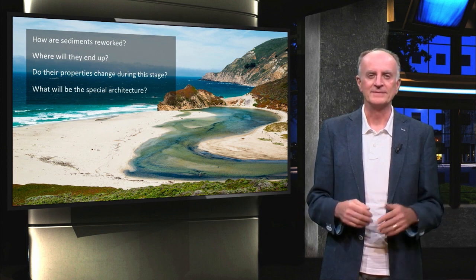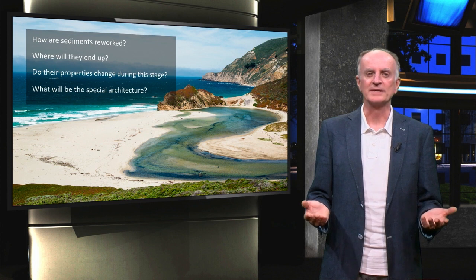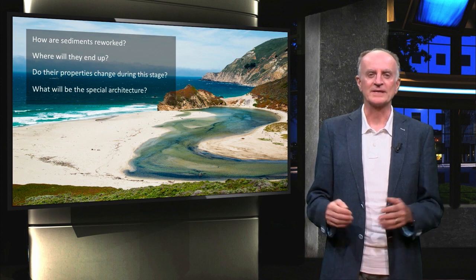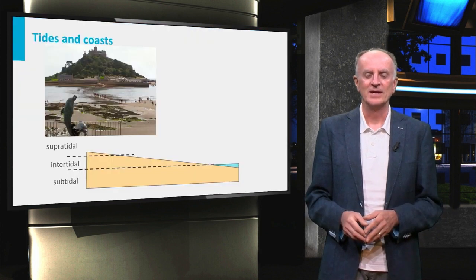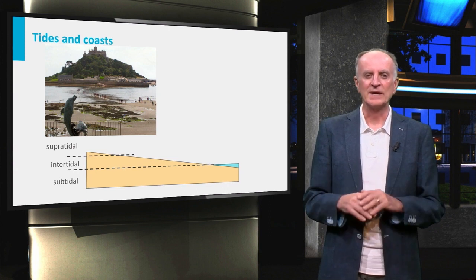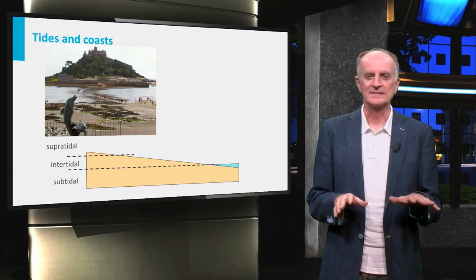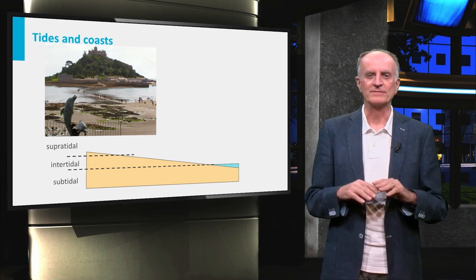Where will they end up? Do their properties change during this stage? What will be the special architecture? We will begin looking at coasts away from deltas or estuaries, and which are dominated by the action of tides.